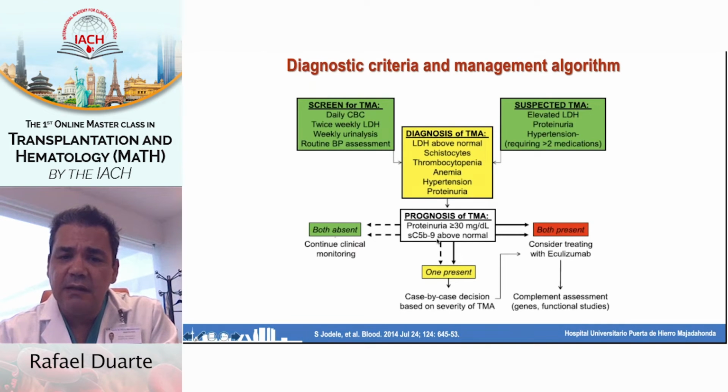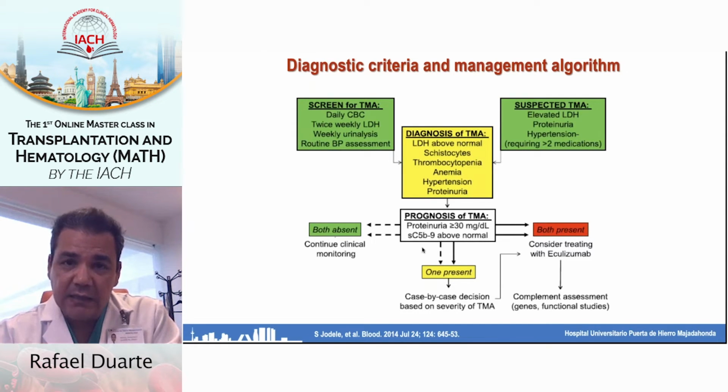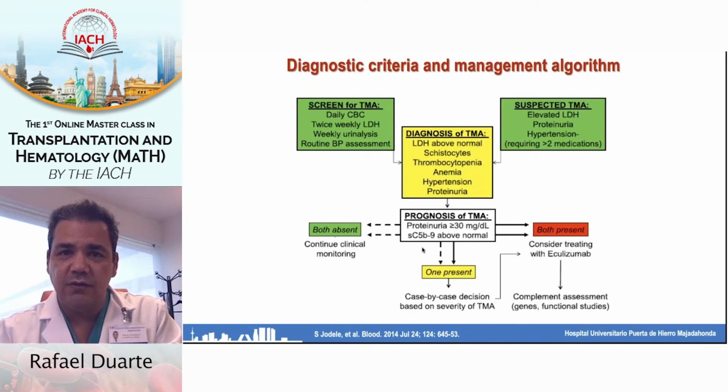The proposal is that if proteinuria is greater than 30 and the soluble C5b9 is also above normal, then, in general, if both of those features are absent, you just continue with the clinical monitoring. And the thing that I would add to this is that we have to perhaps also, in those cases, intervene in terms of withdrawing the risk factors, such as calcineurin inhibitors if we can, and also treating acute GVHD or infections that might be triggering this complication.